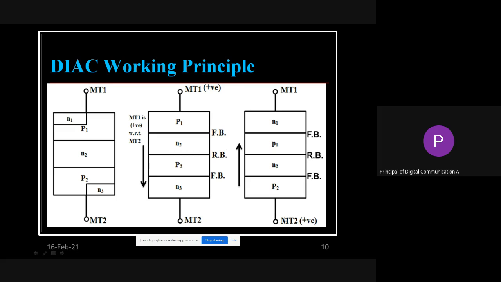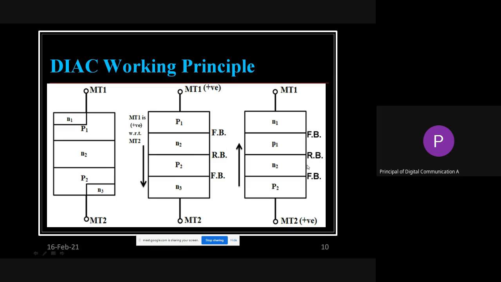When we look at the voltage between MT1 with respect to MT2, in one case it is positive, but in this case it is negative. Even though it is positive, it is negative. But if you take the term V MT1 with respect to MT2 for both diagrams, it is the positive voltage in one and the negative voltage in the other.